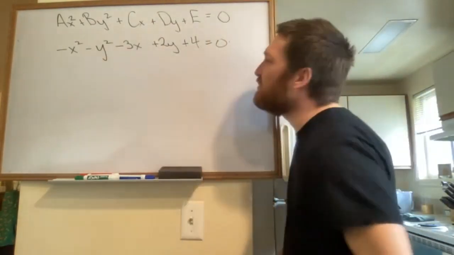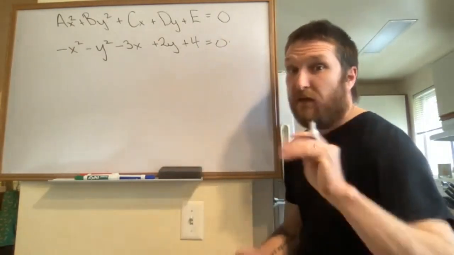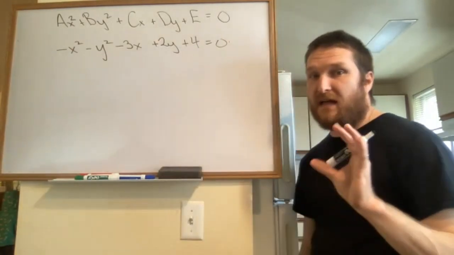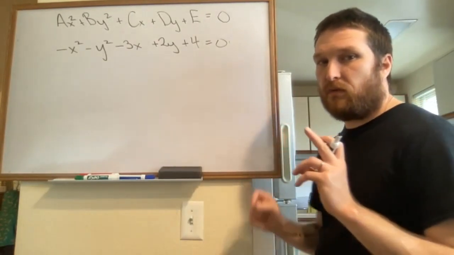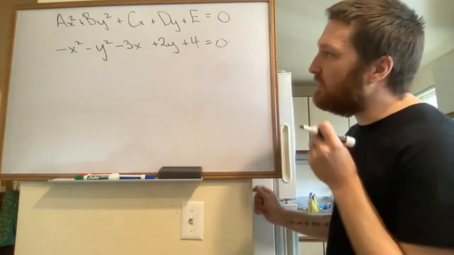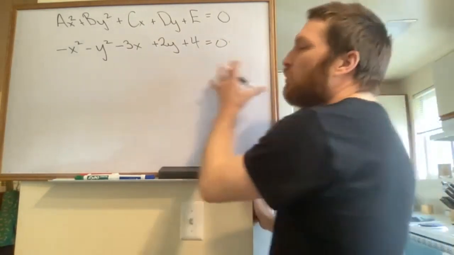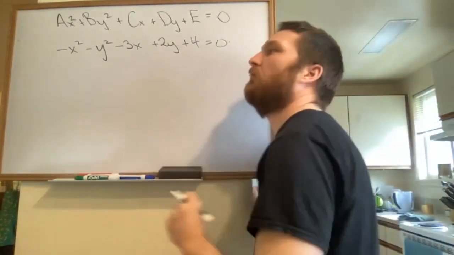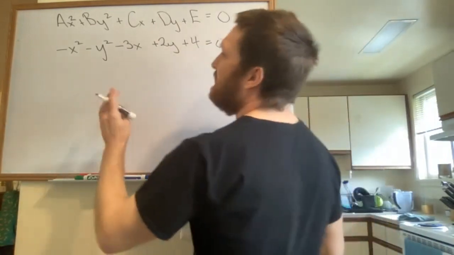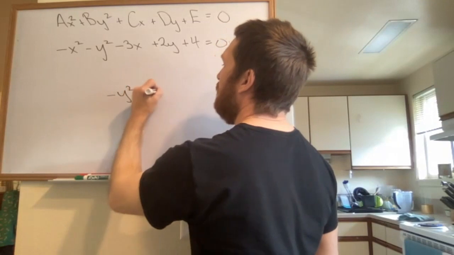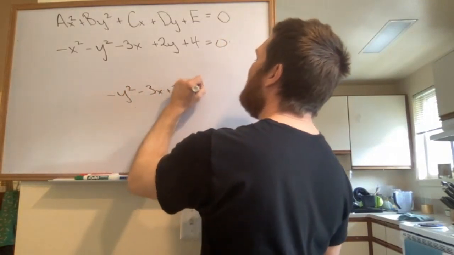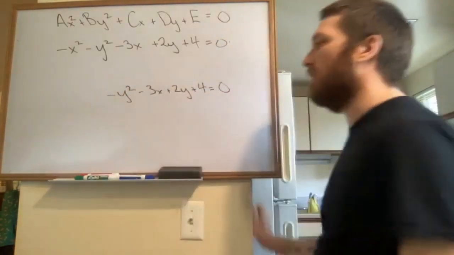Okay, so real quick, let's suppose that this were not this. Let's change it a little bit. This is one I want to do, but I want to get over one more case here. Let's say that this were exactly this, only minus y squared 3x plus 2y. So everything's the same except for that x squared right there.